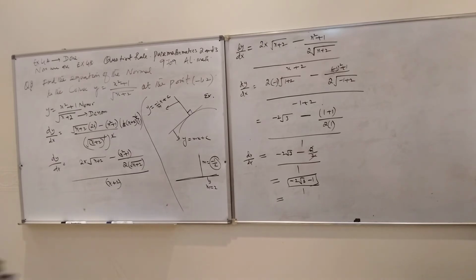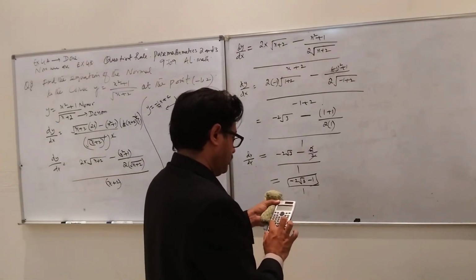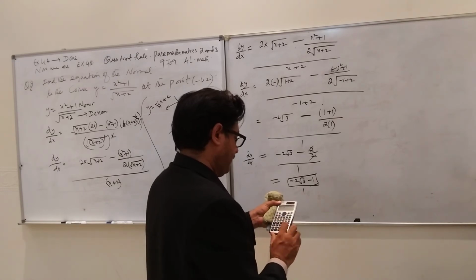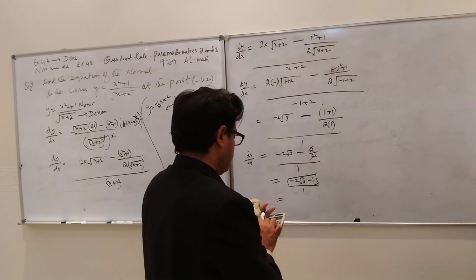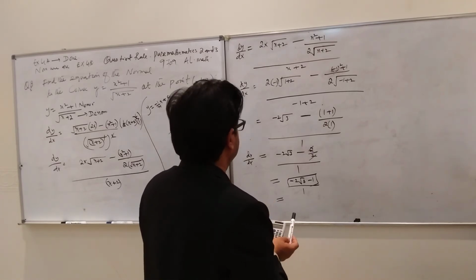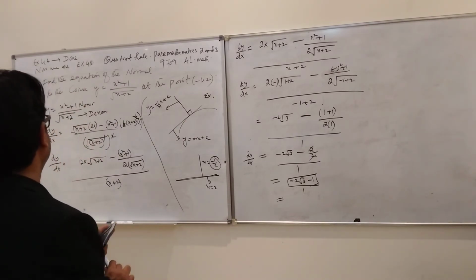Okay, so it's minus 1 and minus 2 into the radical sign. What's the result? Minus 4.46. I'm afraid we did some mistake here. Let me check again, please.